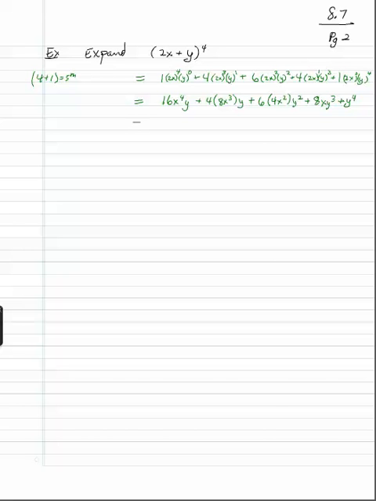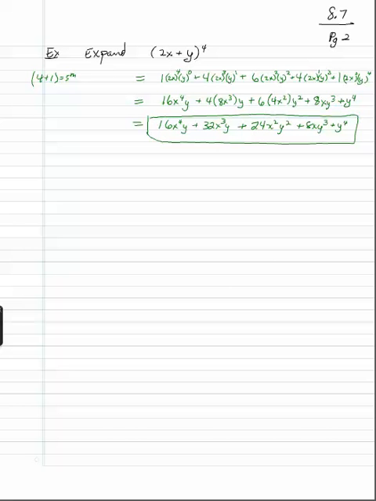So I'm going to get 16x fourth y plus 32x cubed y. And normally I would skip that step and just write this final one. I just want you to see where it's all coming from. 24x squared y squared plus 8xy cubed plus y to the fourth. Okay, so that's expanding using Pascal's triangle.